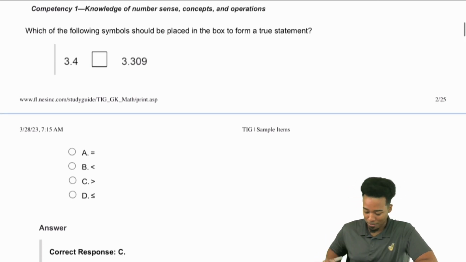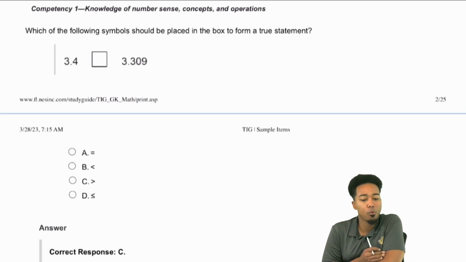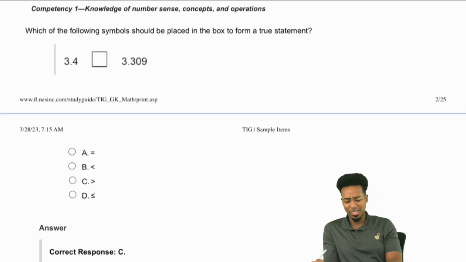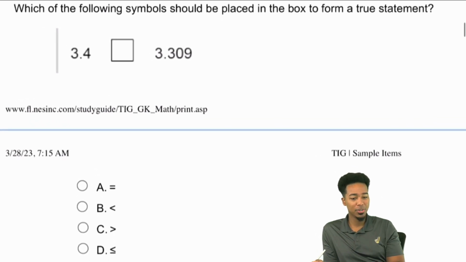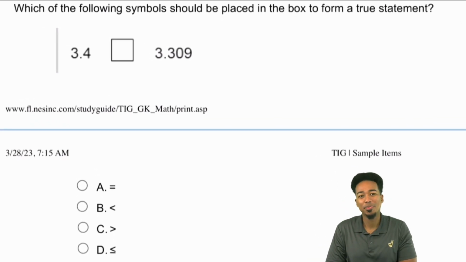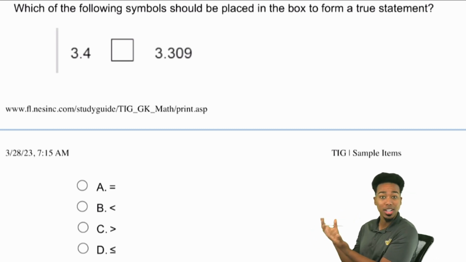So here we go, number 3. Which of the following symbols should be placed in the box to form a true statement? Doesn't this look familiar, my party people? Let me go ahead and just show you this right here. What did I tell you? This is a flawed type of question. It's a flaw for the only reason being that you cannot have more than one correct answer.